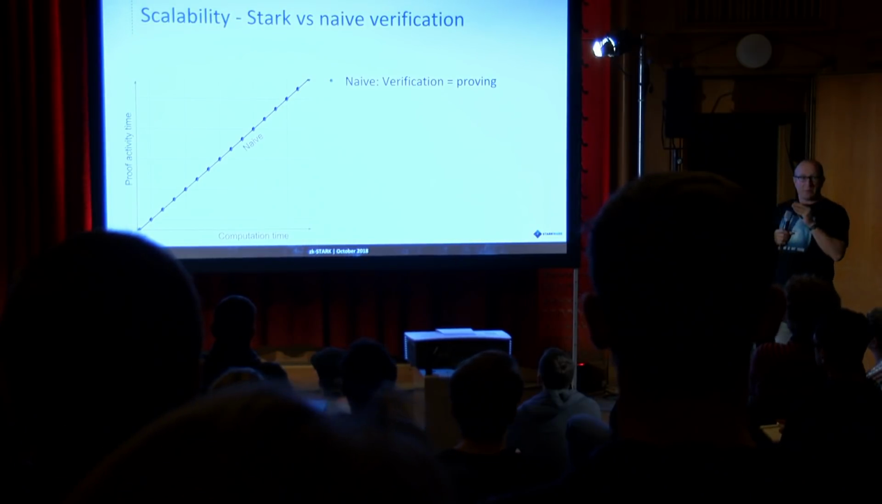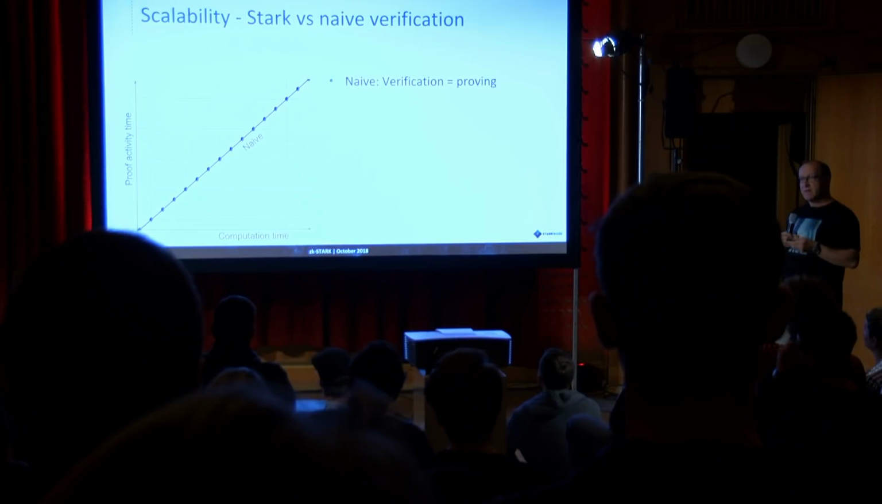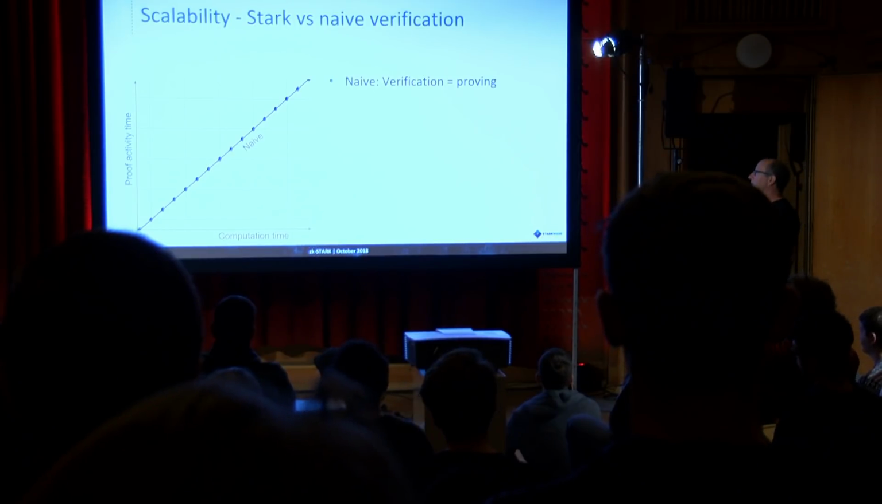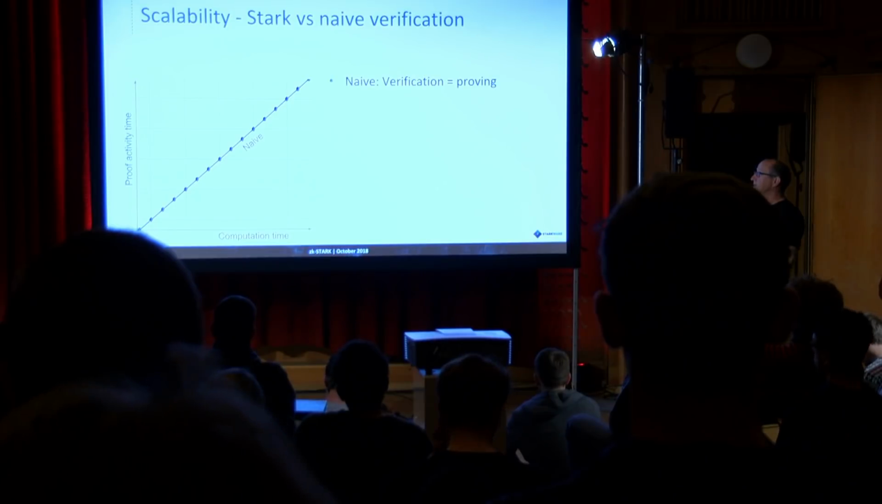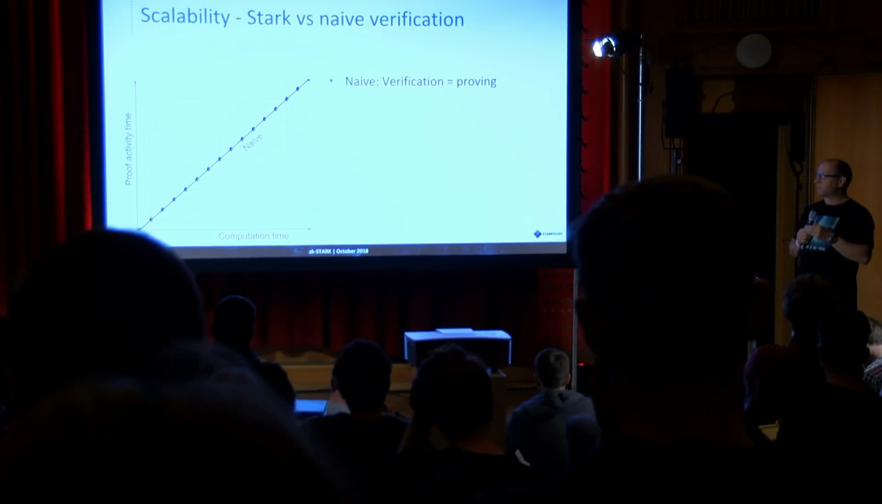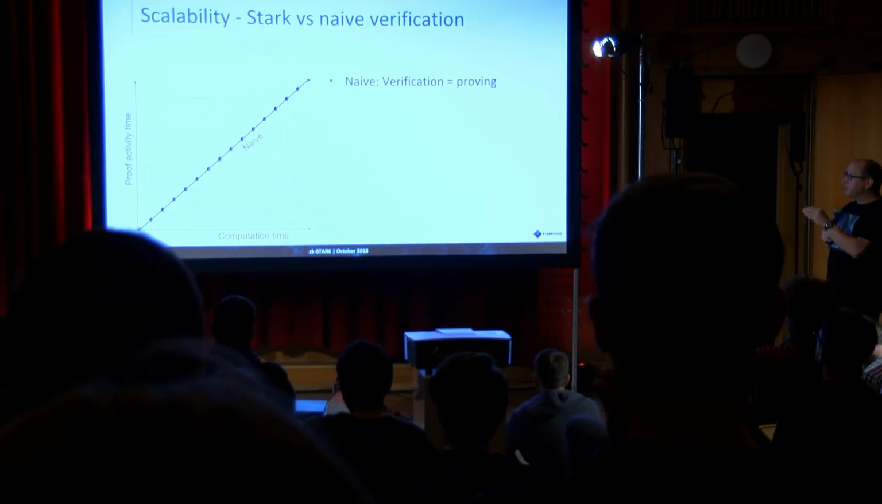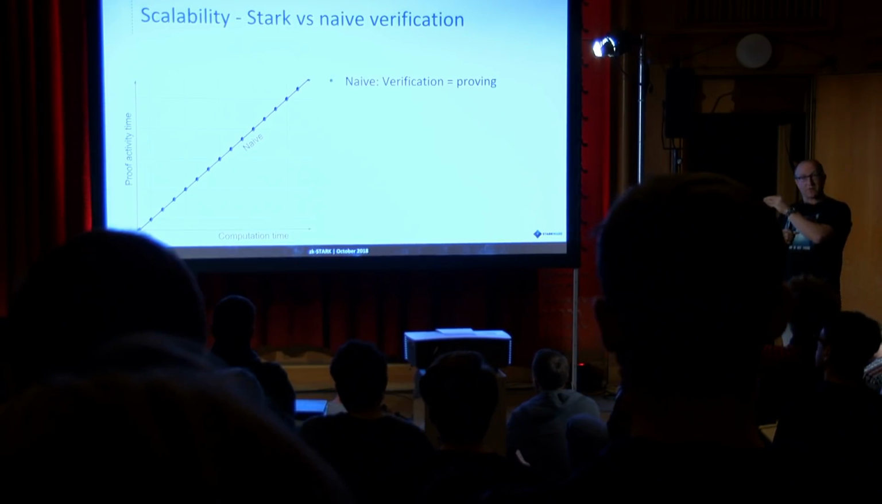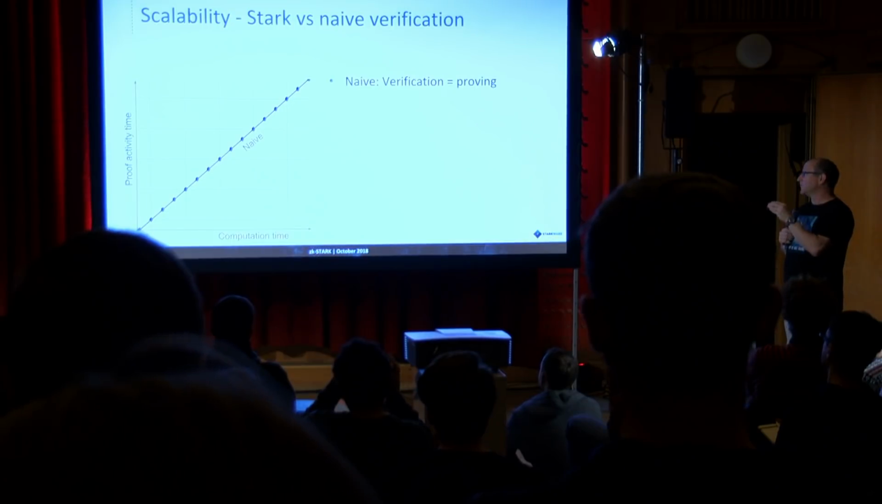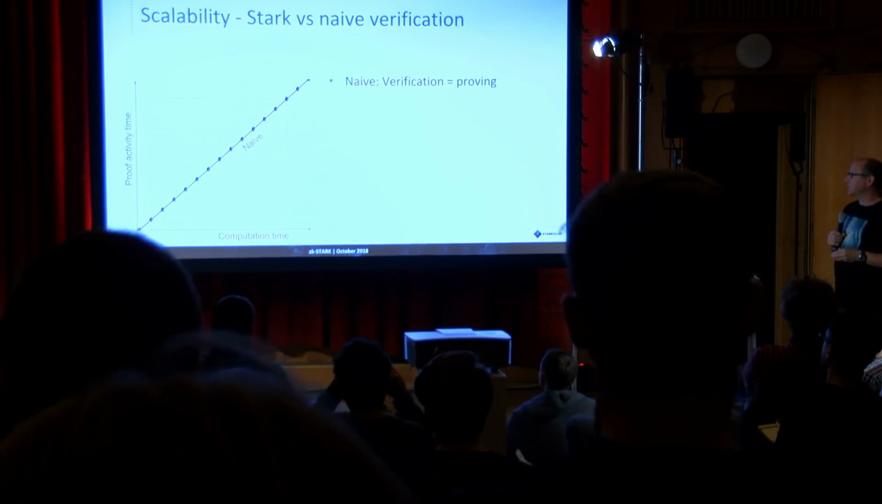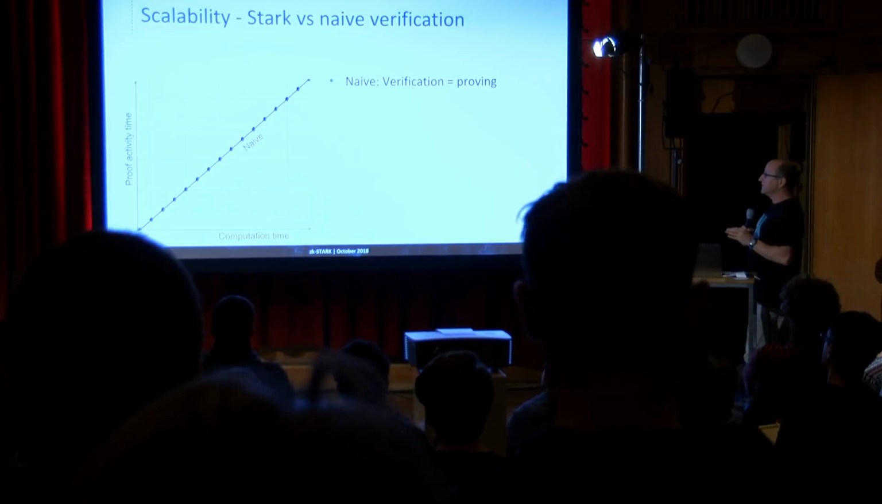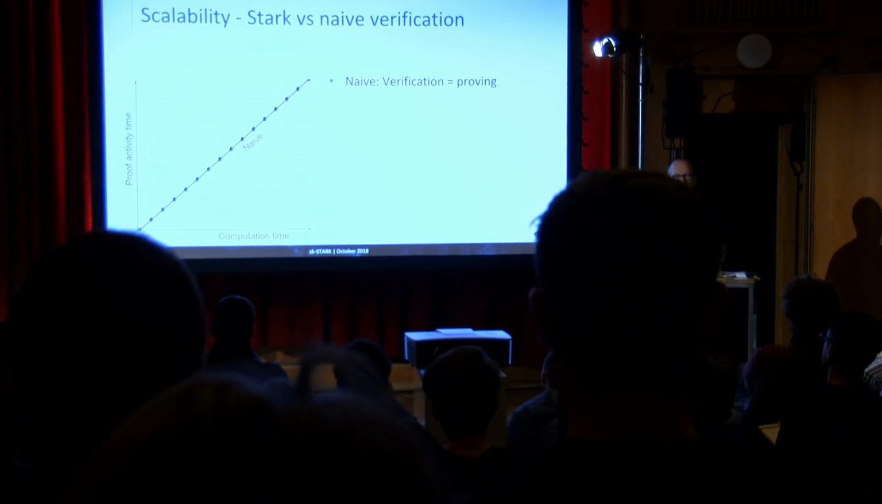And I want to focus on scalability because the main new and important aspect in a Stark is its scalability property. So I want to compare Starks to Snarks and to Bulletproofs, and even to recursive Snarks in this aspect. So our starting point is naive verification.